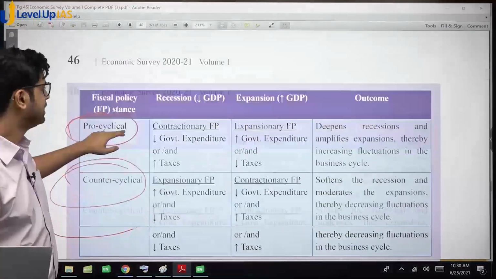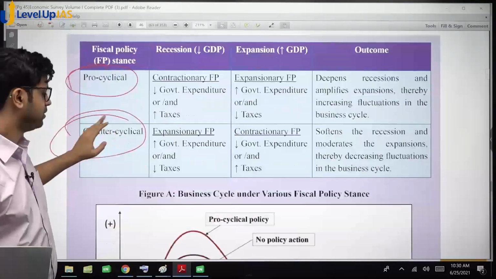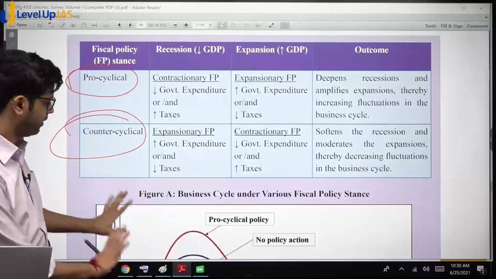Ye dekho, see this chart. This is given in the economic survey. Relax.